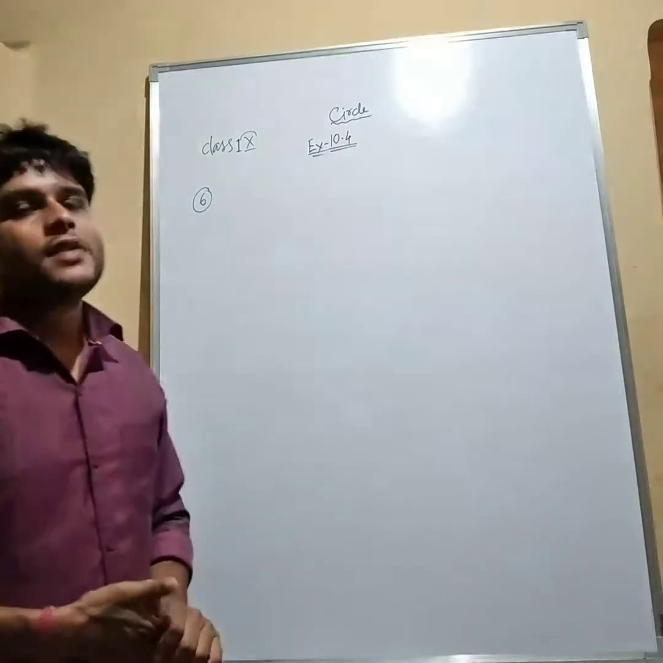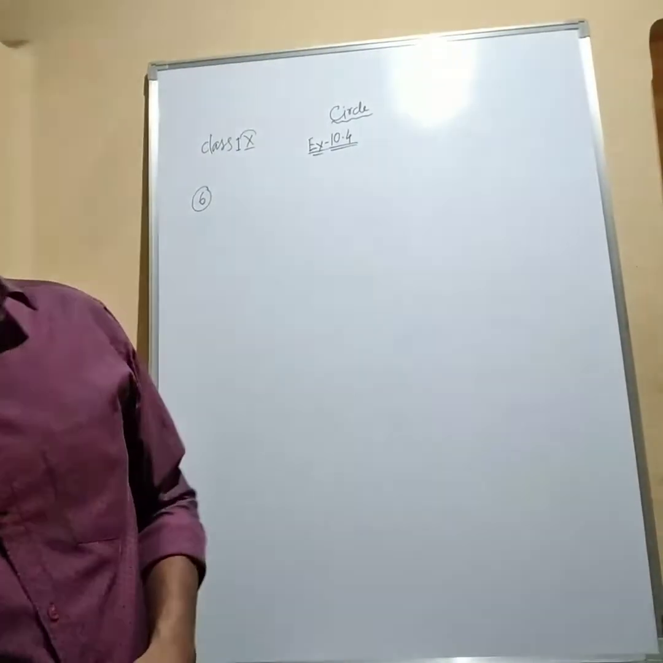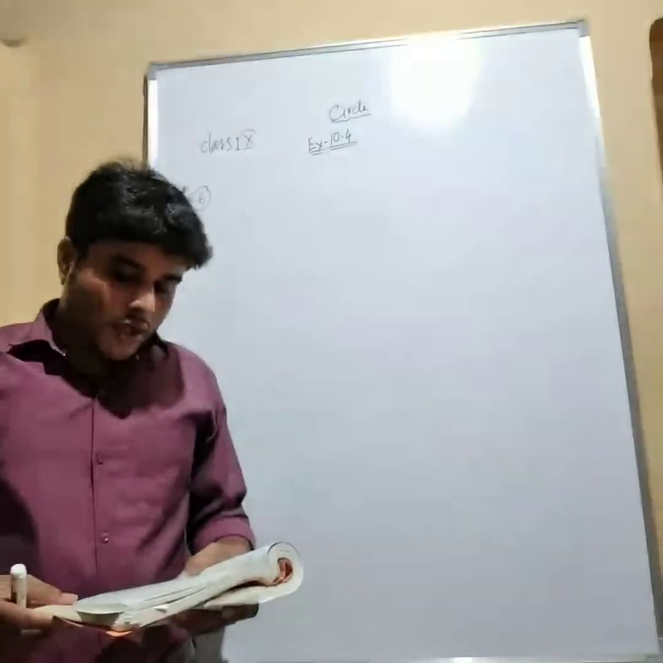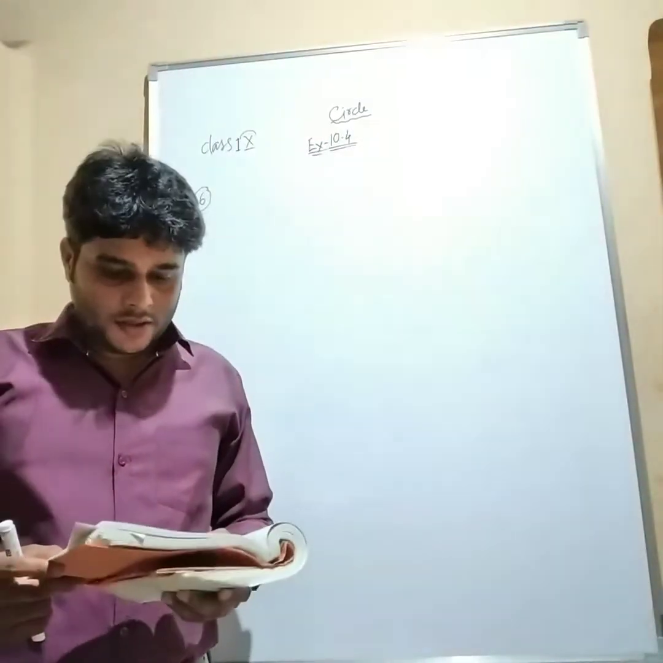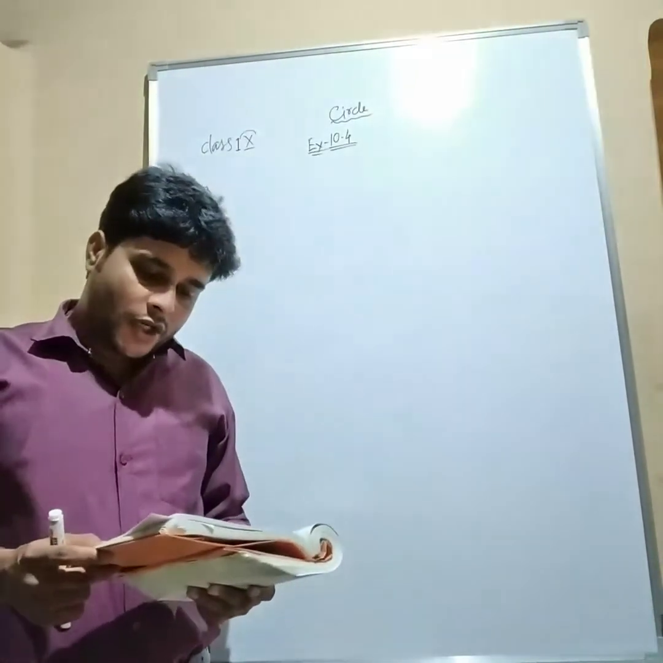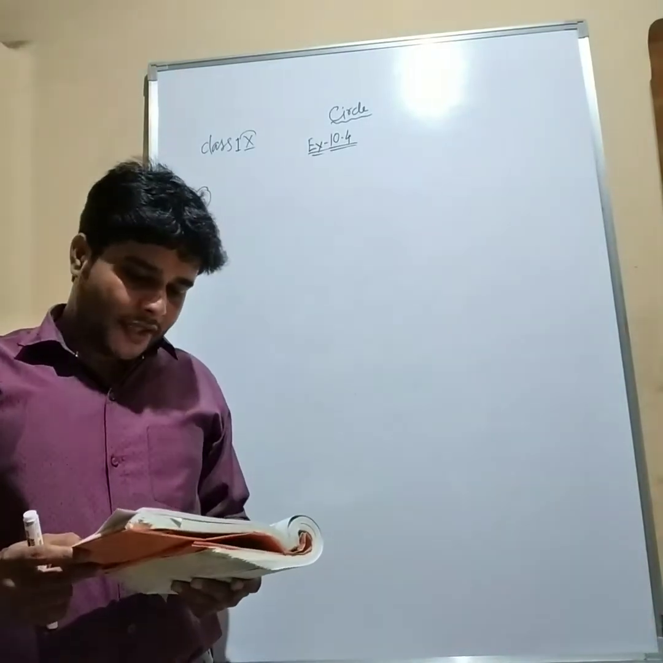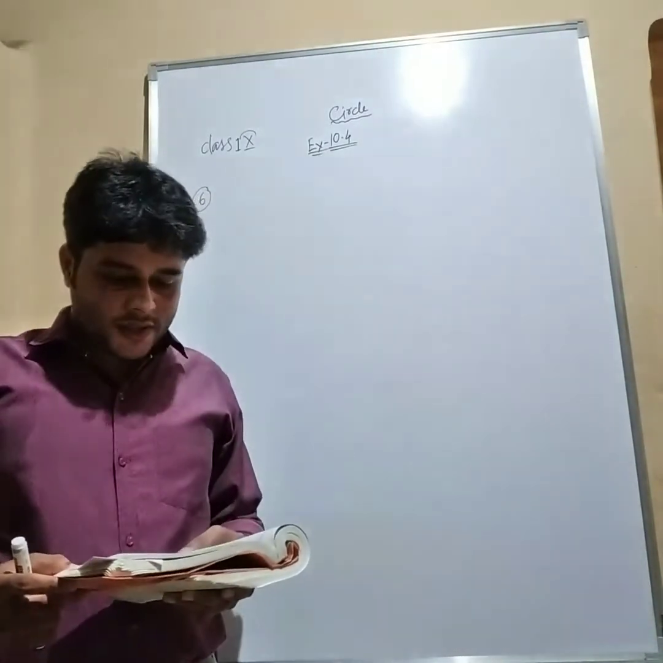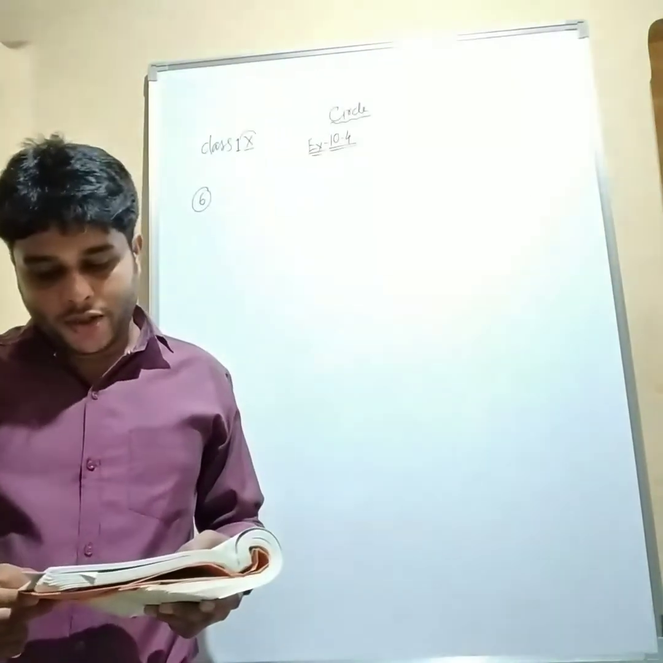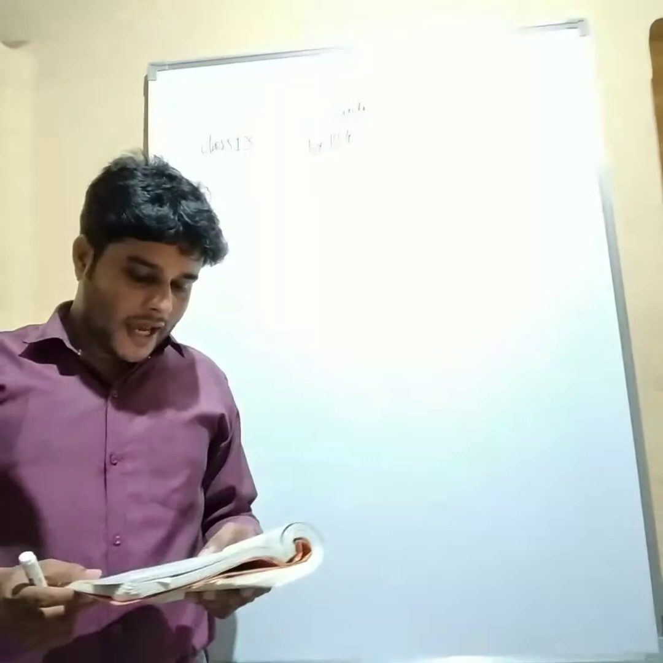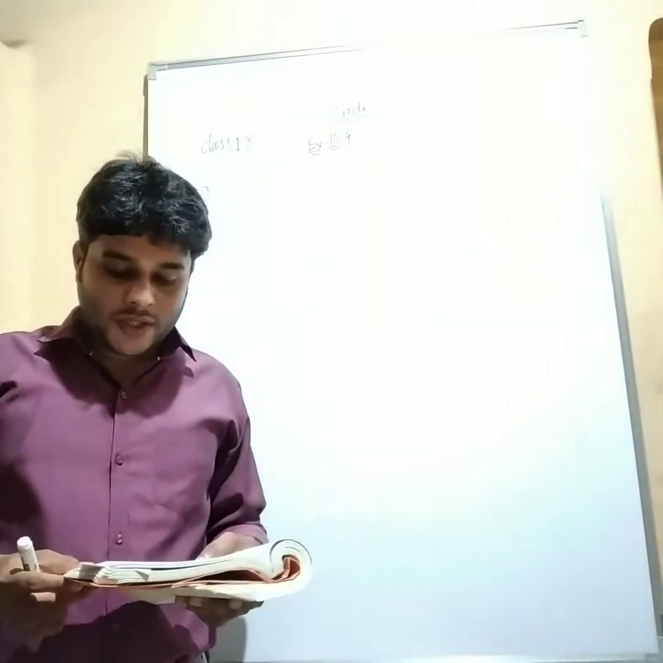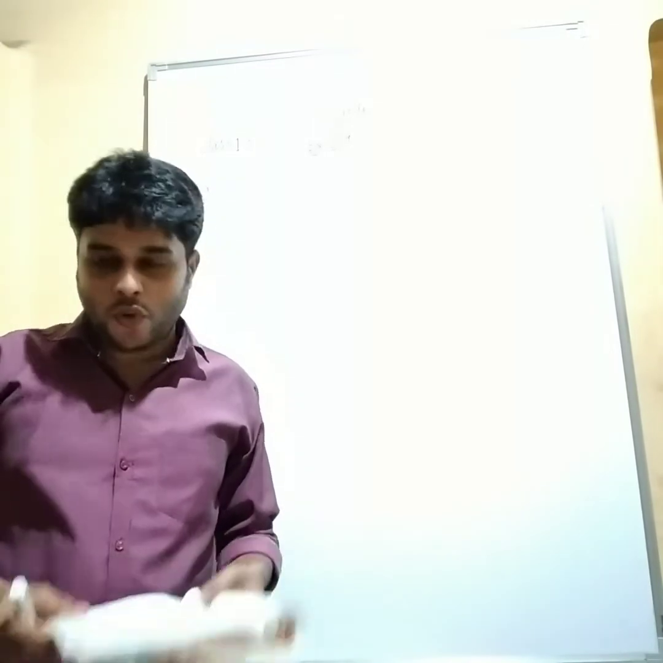Students, next I'm going to solve the 6 number problem. The problem is very interesting. A circular park of radius 20 meter is situated in a colony. Three boys, Ankur, Chet and David, are sitting at equal distance on its boundary, each having a toy telephone in his hands to talk to each other. Find the length of the string of each phone.